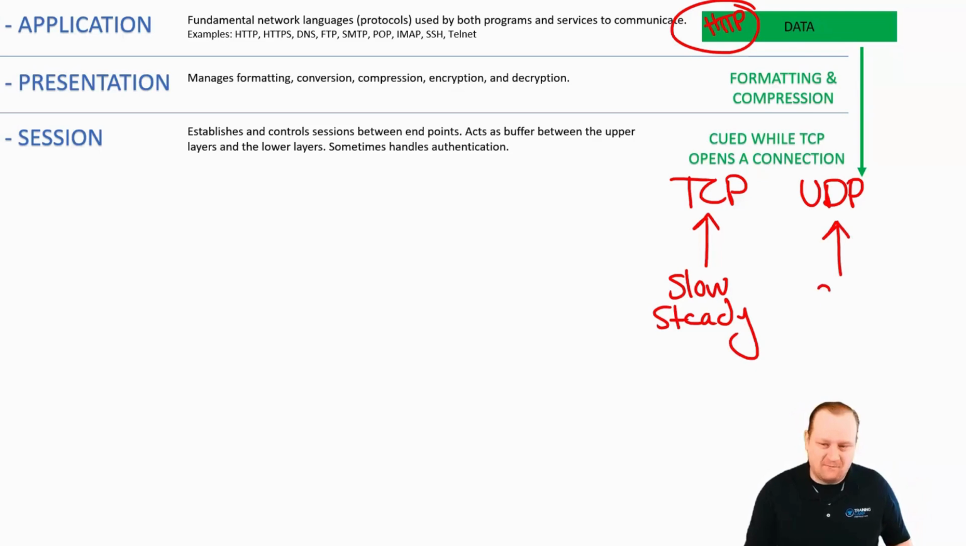UDP is your hare. It's fast, and it sometimes doesn't work. Bringing up a classic networking joke: I could tell you a joke about UDP, but I'm not sure you'd get it. But you would get it. It's just not reliable. It doesn't always work, but it is fast.